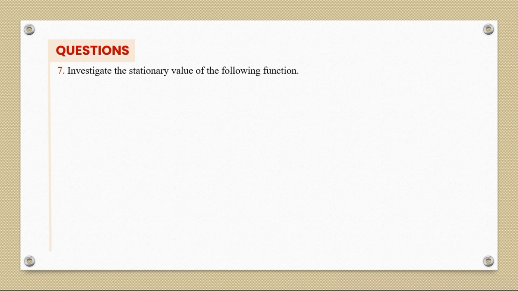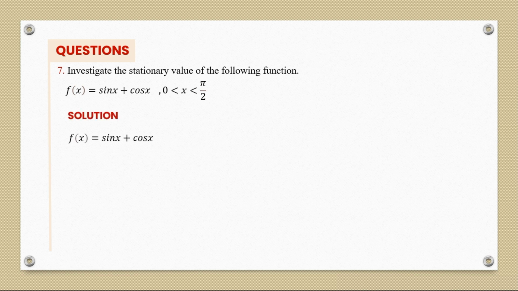Alright, so the next question is almost similar. I've been told to investigate the stationary value of the following function. So it's basically the same as finding the maximum and minimum values. We have f(x) equal to sin x plus cos x, and we've been told that the value of x is between 0 and pi over 2. In my language, pi over 2 is like 180 over 2, which is basically 90 degrees. So it means that the value of x should not be greater than 90 degrees.